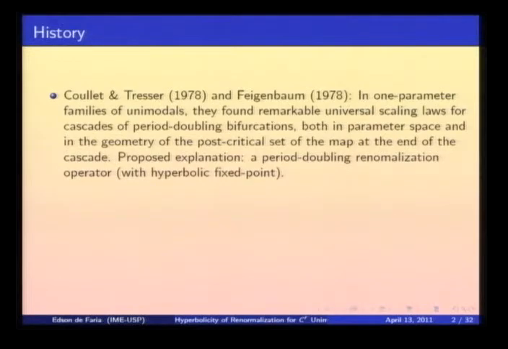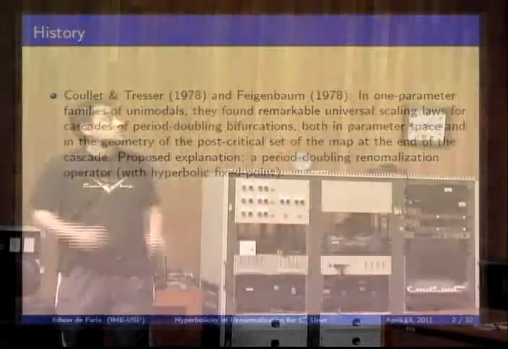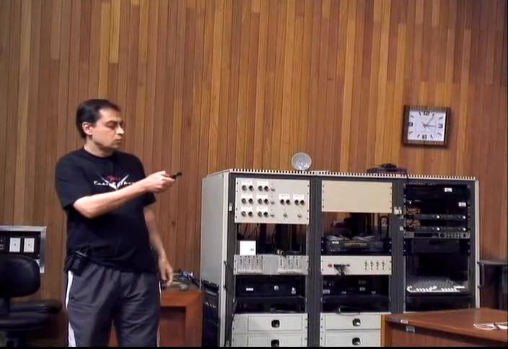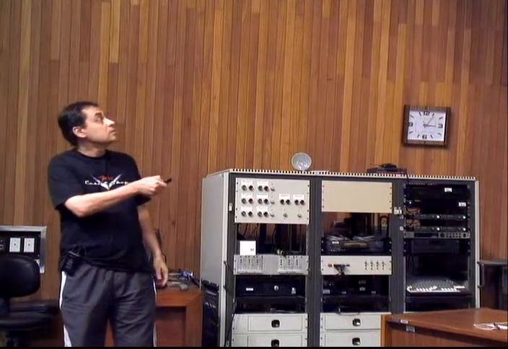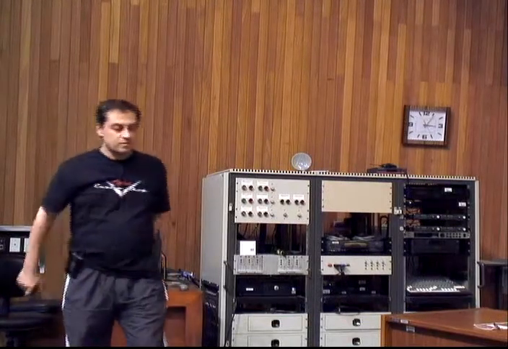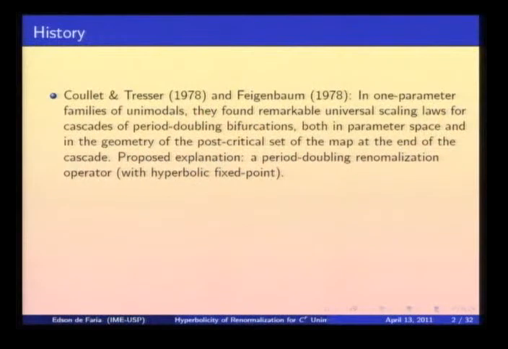And moreover, particularly in this paper here by Coullet and Tresser, you see also something about the geometry of the limiting map at the end of this cascade of period doubling bifurcations. They observe that the critical point deploys itself along a Cantor set, and this Cantor set has a universal asymptotic geometry, independent of the family that you pick.